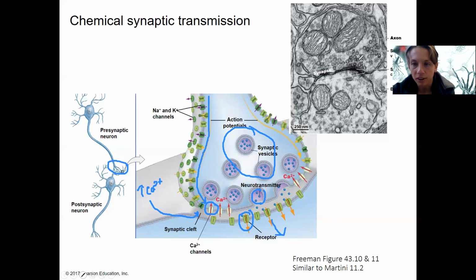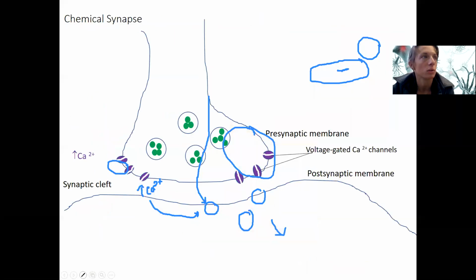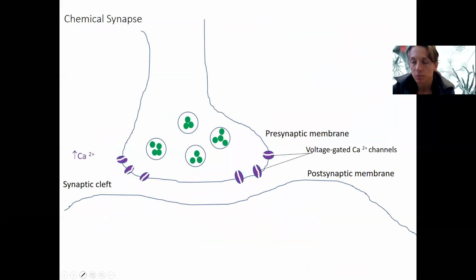So here's some of the terminology here. Synapse is this entire connection. Synaptic cleft is the gap. So cleft refers to the gap. And then the synaptic vesicles are full of neurotransmitter. Okay, we are going to go right here and walk through this process.